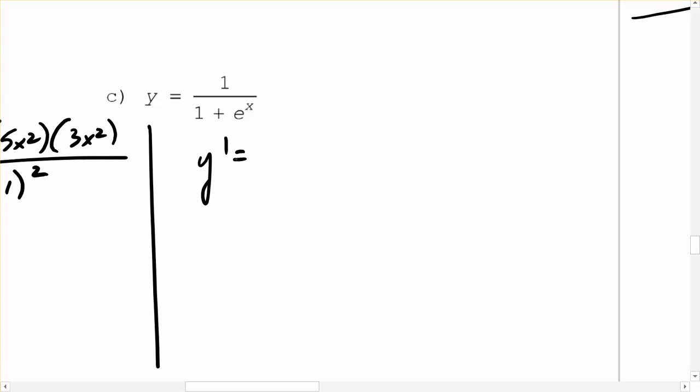What's y prime going to be? What's low? 1 plus e to the x. What's the derivative of the top? 0. Good. A really common mistake is for people to write 1 again. Minus what?